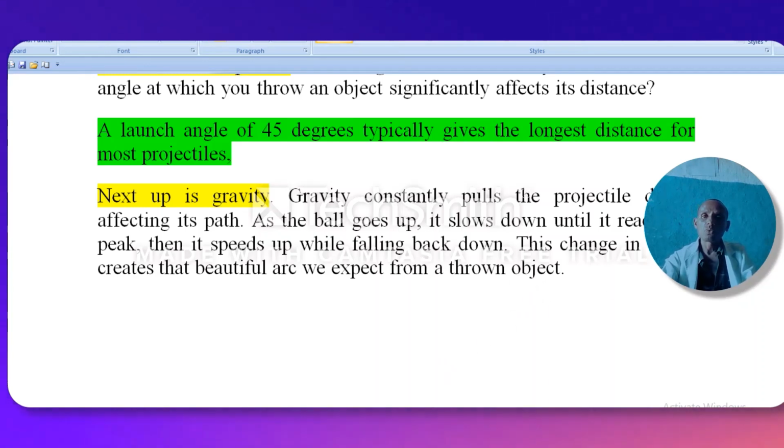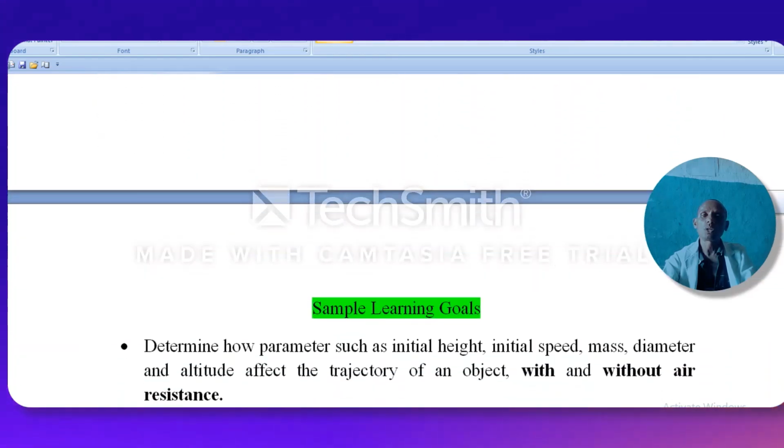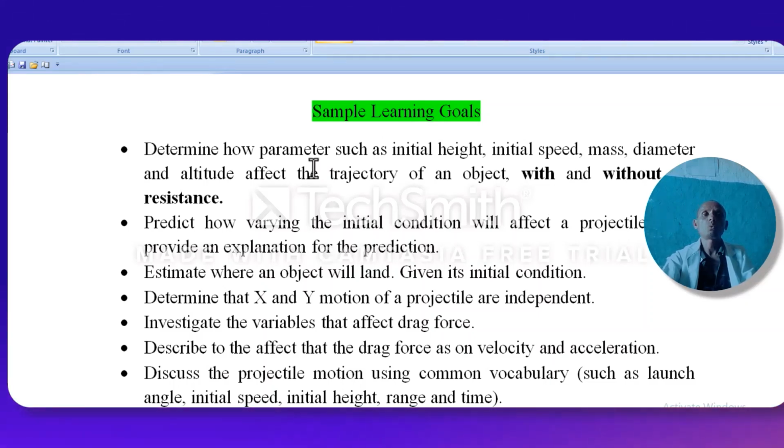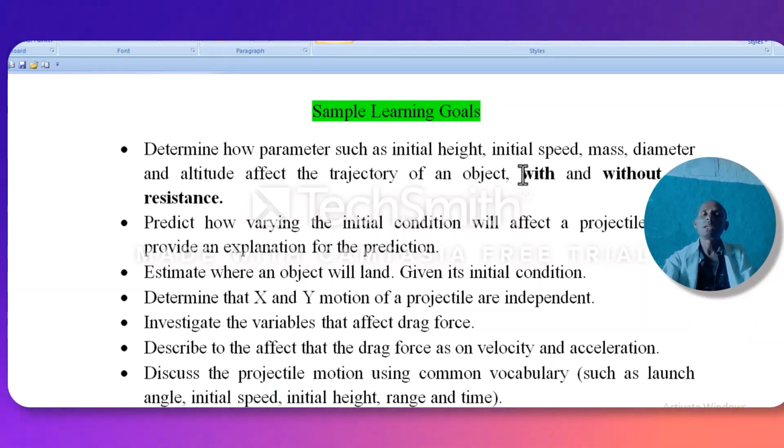Given this, when we come to projectile motion using the simulation, here are sample learning goals. Using this simulation, we determine how parameters such as initial height, initial speed, mass, diameter, and altitude affect the trajectory of an object with and without air resistance. First, we discuss the trajectory of the projectile with air resistance, and in other cases we will see it without, in the absence of air resistance.